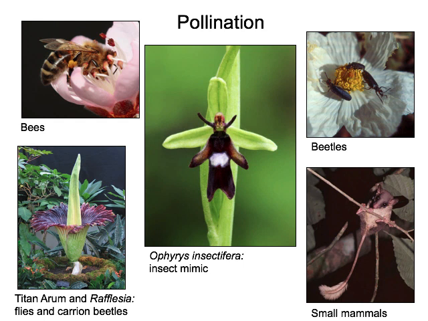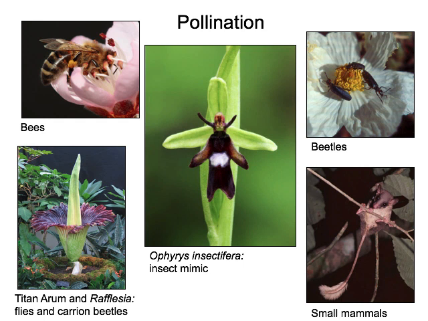We talked about the Titan arum and Rafflesia. Both of those are pollinated by flies, and that's because they don't smell very good. So they're going to attract flies who think that the flower is actually rotting meat.